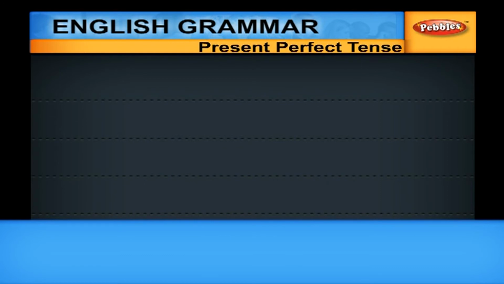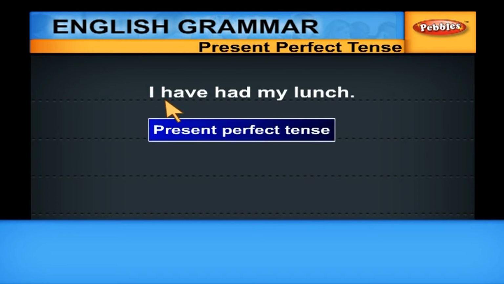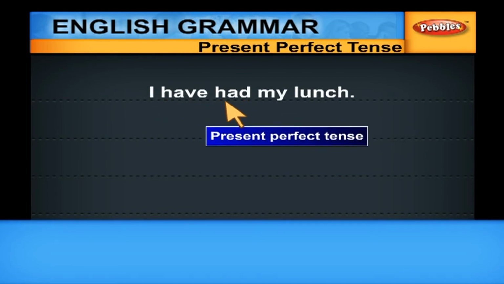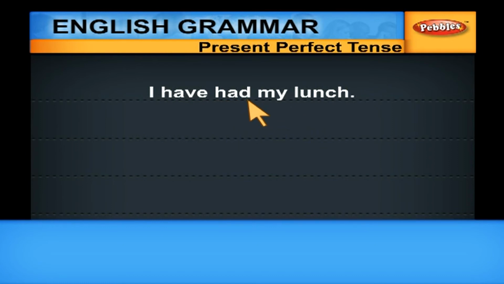Have you come across this expression? I've had my lunch. It is present perfect tense. Here the helping verb had is functioning as the main verb. Had is past participle of have. How will you account for this have had? Here you are using had as the main verb. The past perfect of have is had. Had has to be preceded by have or has. I being a singular, you are using have.